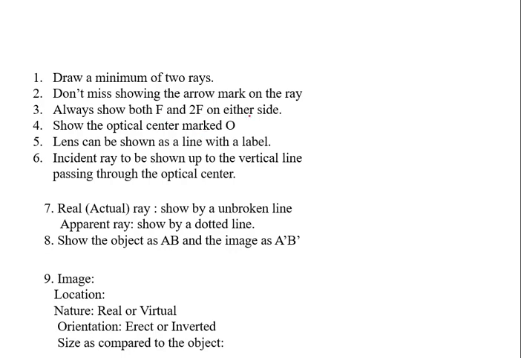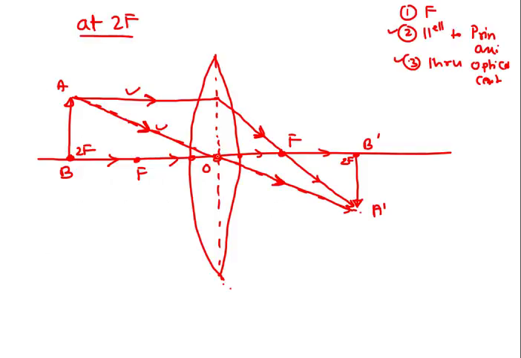Always show both f and 2f on either side. So if this is the lens, you have to show the focus on either side. This is f, and then we have to show 2f and 2f. So both these are to be shown on the principal axis. Remember, in the cases that we are discussing, this 2f will actually be the center of curvature.